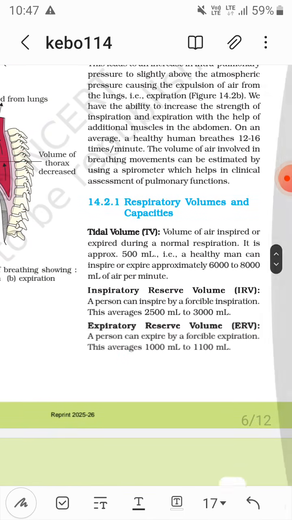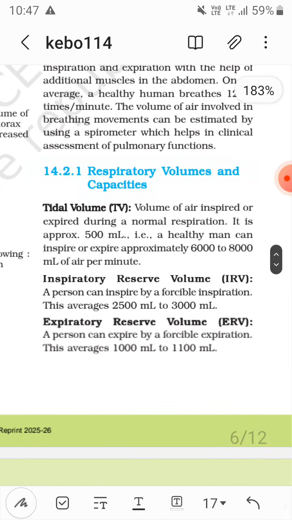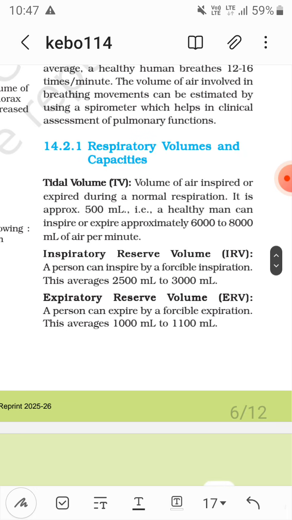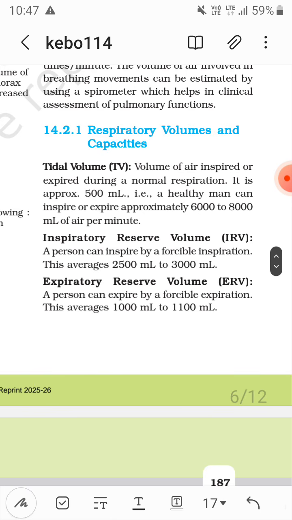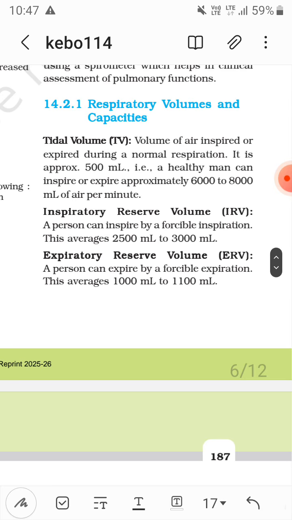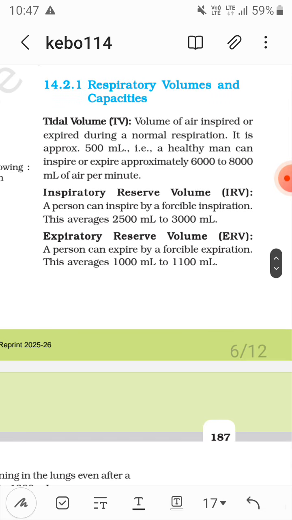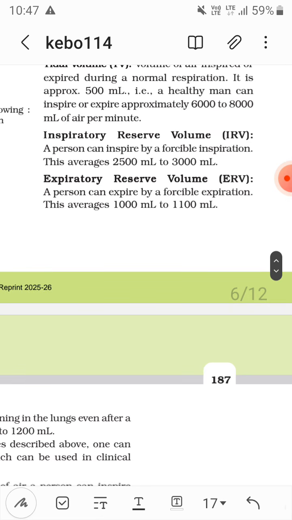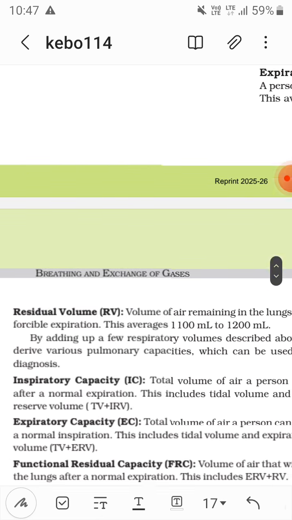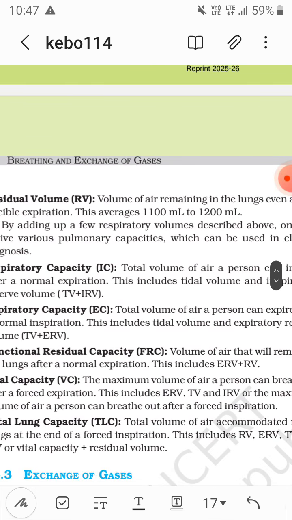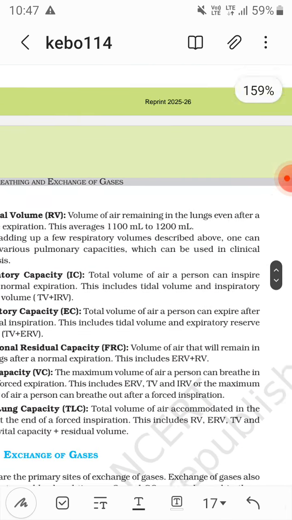Respiratory volumes and capacities. First, the respiratory volume is tidal volume. Its value is approximately 500 ml. In a healthy person, it is 6000 to 8000 ml of air per minute. Now, inspiratory reserve volume, IRV, is 2500 to 3000 ml. Expiratory reserve volume, it's 1000 to 1100 ml. And residual volume is 1100 to 1200 ml.